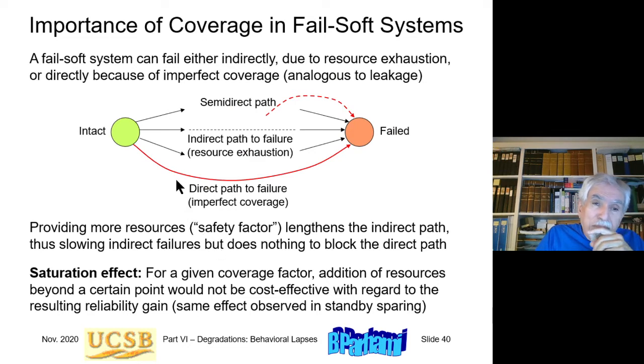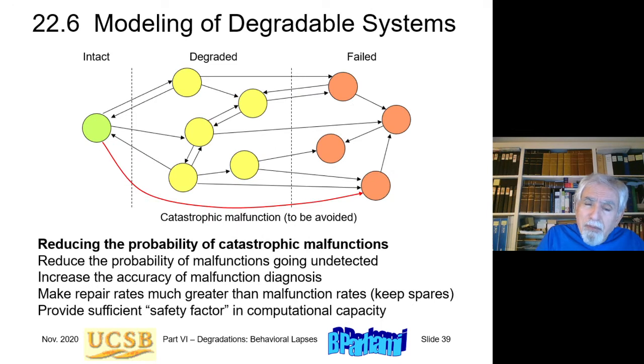Okay, so we talked about how to model this in the state space model that we discussed. You basically have to assign a probability to this direct path, and hopefully that probability will be small enough so that this direct path is almost never taken, and the indirect paths have enough buffer, although that buffer is not infinite. There are basically two mechanisms by which such a system fails. One is a catastrophic malfunction. The other one is what we call resource exhaustion.